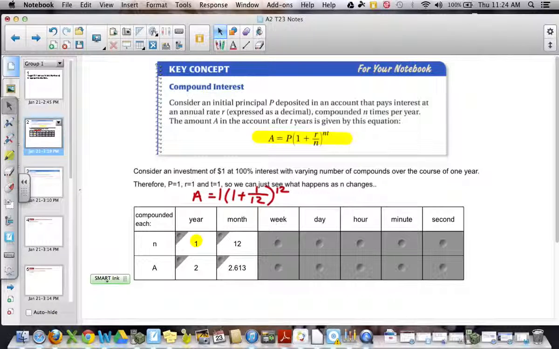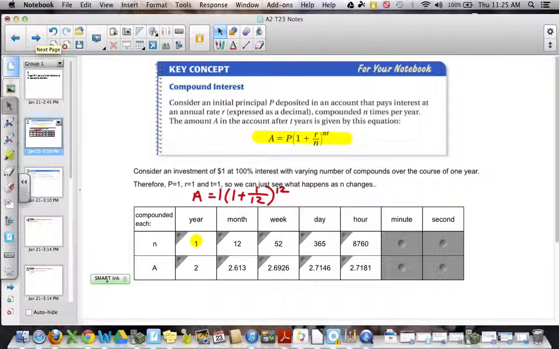Now, if we increase that to compounding every week, so there would be 52 compoundings, the amount at the end of the year would be 2.6926, so about $2.69. Increasing it to compounding every day, so that's 365 compounds, you end up with $2.71. If we increase that to compounding every hour, so we take 365 times 24, that's 8,760 compoundings, and that gives us an amount at the end of the year of $2.72 if we round it.